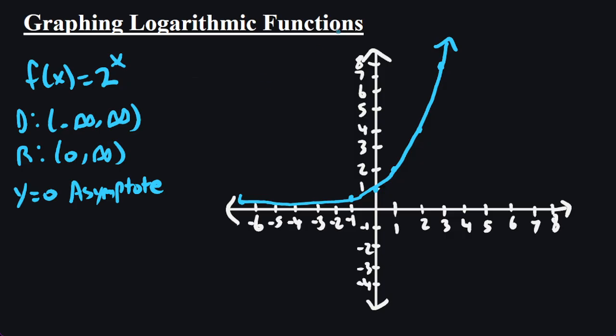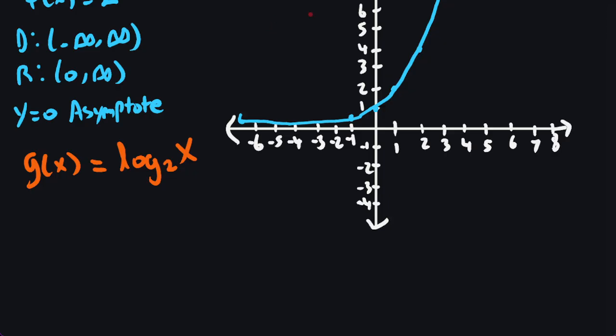So let's go ahead and plot our logarithmic function g of x. So g of x equals log base 2 of x. So again, they both have the same base. Right here in f of x, we have base 2. And in g of x, we also have base 2. So these are inverse functions. So what does that mean for our situation right here? What are the domain and range?